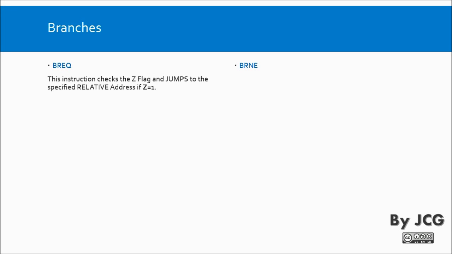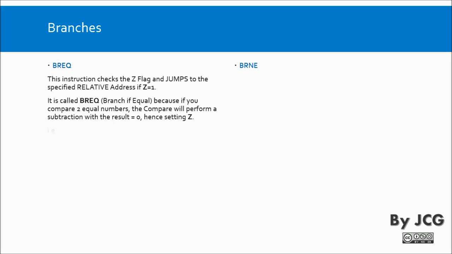This instruction checks the zero flag and jumps to the specified relative address if zero is 1. It is called branch if equal because if you compare two equal numbers, the compare will perform a subtraction. Let's suppose you compare 20 and 20, you're going to do 20 minus 20, and the result is going to be 0. So if they're equal, the zero flag is going to be on. So when you say branch if equal, the instruction is going to check the zero flag to see if the comparison turned it on.